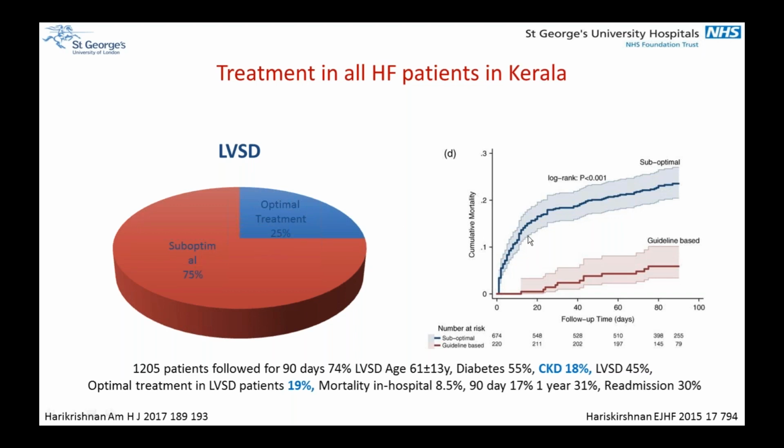And that does imply that patients with suboptimal therapy have a higher mortality in a very short period of time. But this study was actually published in 2017 as a follow-up, and you can see that at 1 year, the readmission rate is 30% and mortality is 31%. And it's much higher in patients who had suboptimal treatment as opposed to optimal treatment. So even in Indian patients, we see that optimal treatment is very necessary to prevent long-term poor prognosis. And in this particular population, CKD was present in 18%.